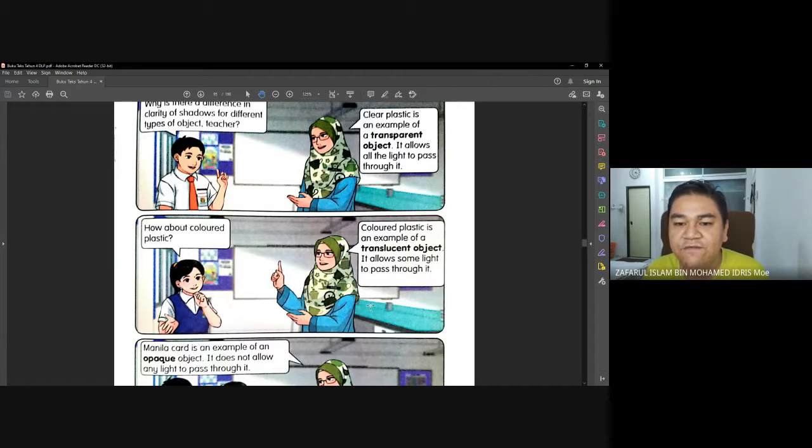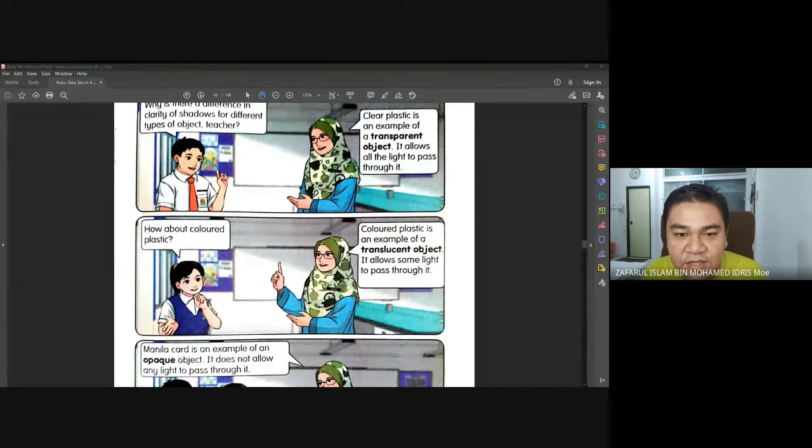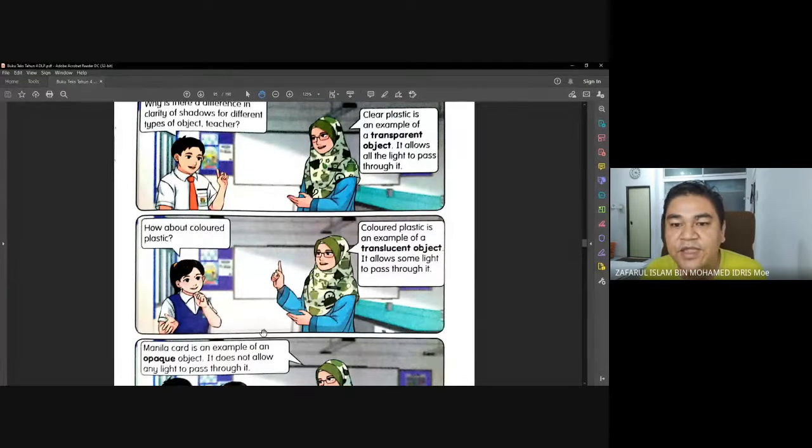Okay, again, the first one is transparent. The second one is translucent. Okay, and then the third one is opaque.